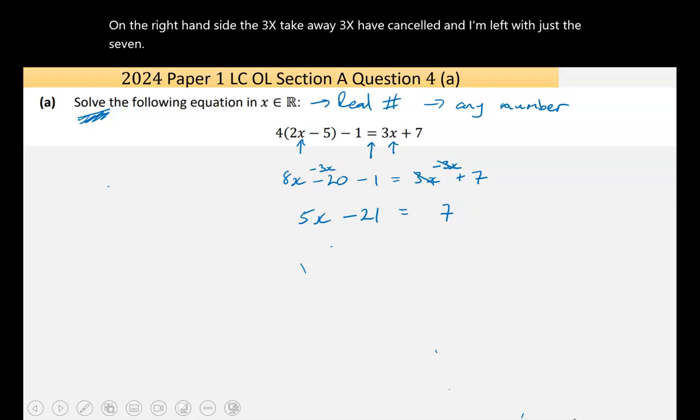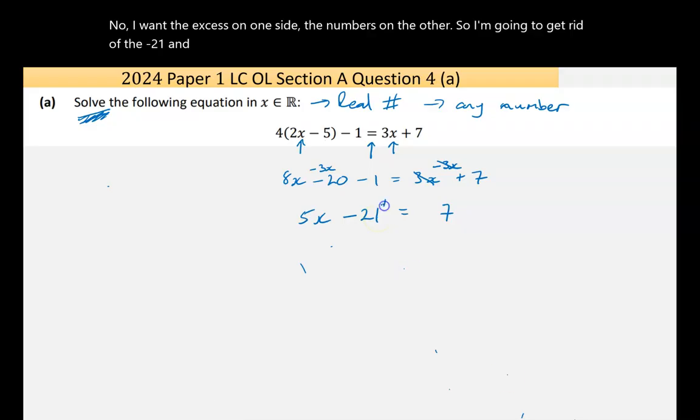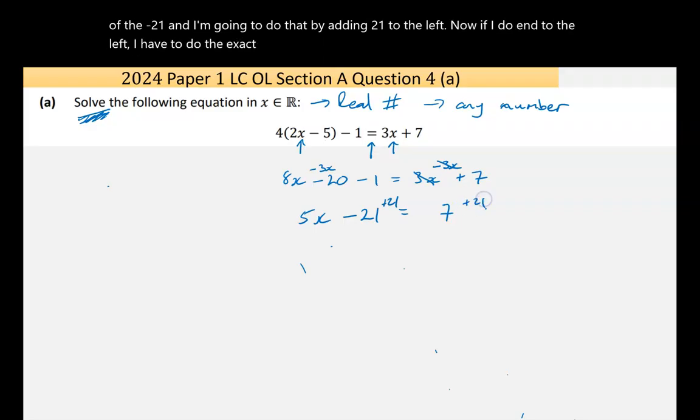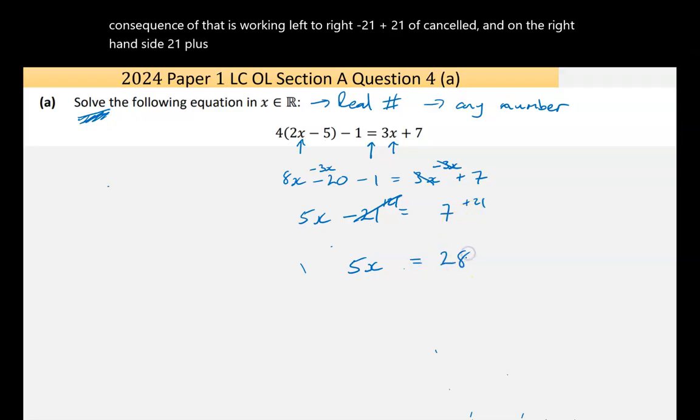Now I want the x's on one side, the numbers on the other, so I'm going to get rid of the minus 21, and I'm going to do that by adding 21 to the left. If I add to the left, I have to do the exact same thing to everything on the far side. The consequence is that, working left to right, minus 21 plus 21 have cancelled, and on the right-hand side, 21 plus 7 is 28.